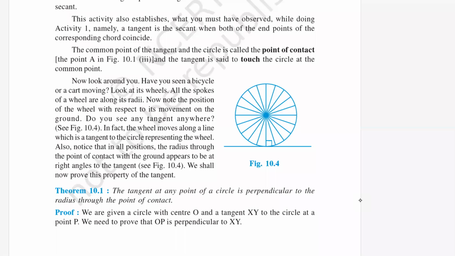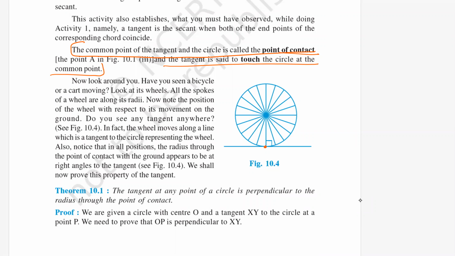Basically, it is saying, okay, the common point of the tangent and circle is called the point of contact, and the tangent is said to touch the circle at only one common point. That common point is called the point of contact. So this is the point of contact where the tangent touches the circle.